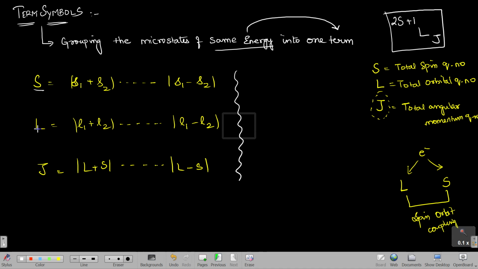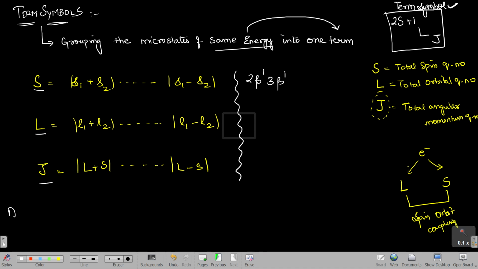So you need to find out these values and put them in the formula, then you will get the term symbol value. Now say I have a configuration 2p1, 3p1. I need to find out the term symbol for this. There are two things we find. First we will find out the term, then we will go for the term symbol. This is called a term symbol.